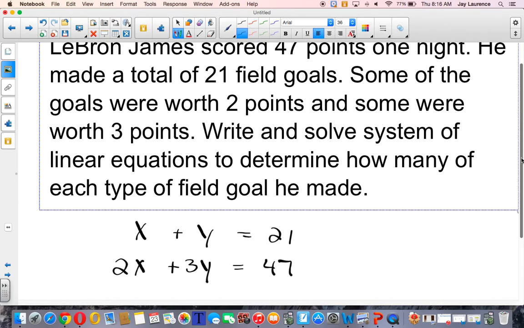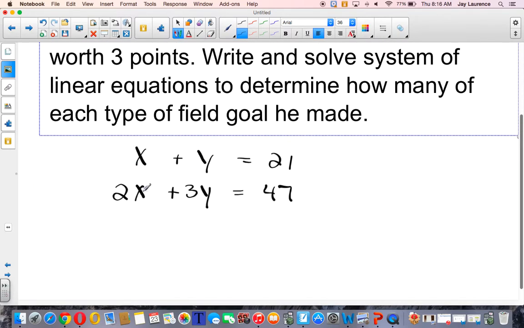All right, notice there's no multiplication on that last step. The way I figure out this is, each basket is worth 2 points. So 2 times the number of baskets will give me the points from the 2-point baskets, the value of the 2-point baskets, okay? And then the same for the 3-pointers. So that's where this equation is coming from.